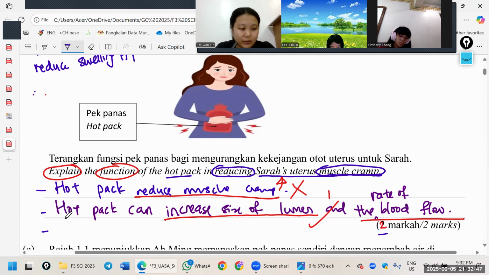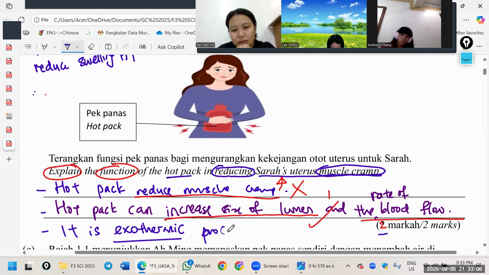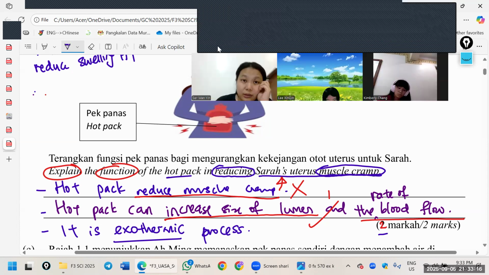You all copy first. Then you think about chapter 5, talking about exothermic. Yes, it is an exothermic process. Or you just say exothermic, because it released the heat. The heat came out from the hot pack. Very good.